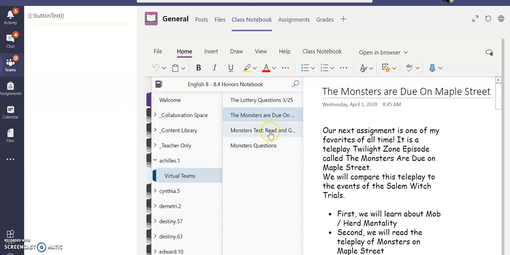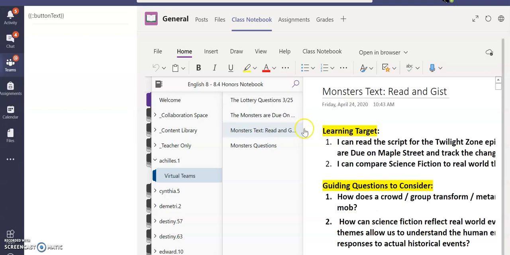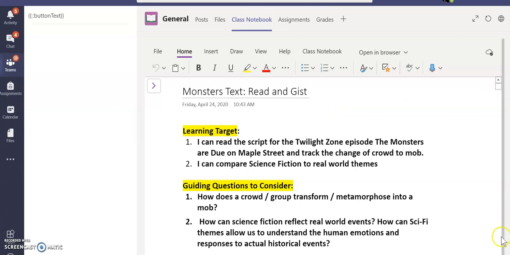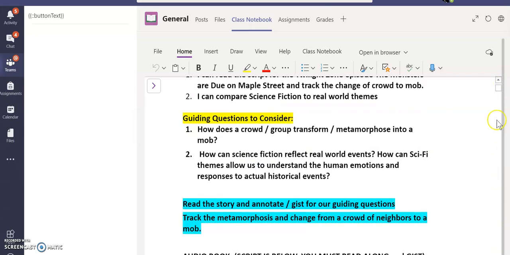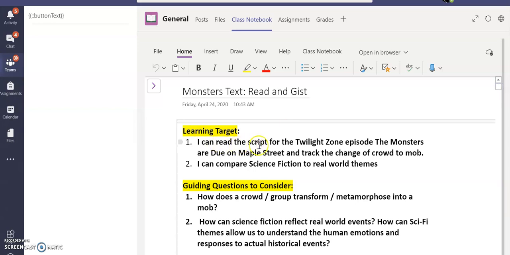So what are you working on this week? You're going to now read the play, teleplay, because it was for television, The Monsters Are Due on Maple Street. Your learning target for this week: I can read the script from the Twilight Zone episode, The Monsters Are Due on Maple Street, and track the change from a crowd to a mob. So it's a bunch of neighbors in a neighborhood. Something happens and they go crazy. They turn from just a crowd, a group of neighbors, into a mob. So you should understand what a mob is because of the assignment that you did last week.